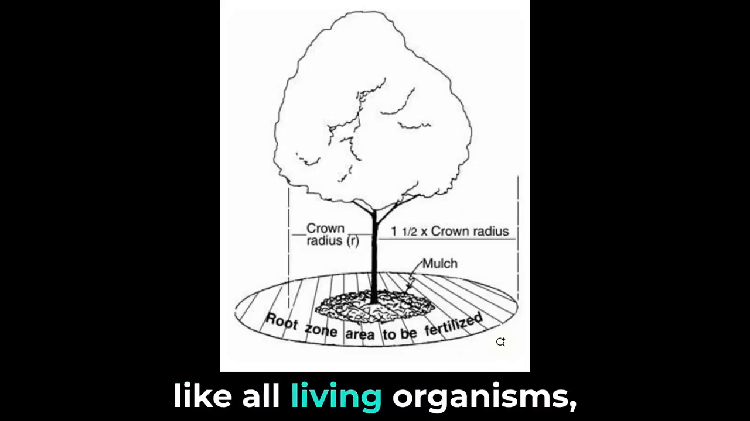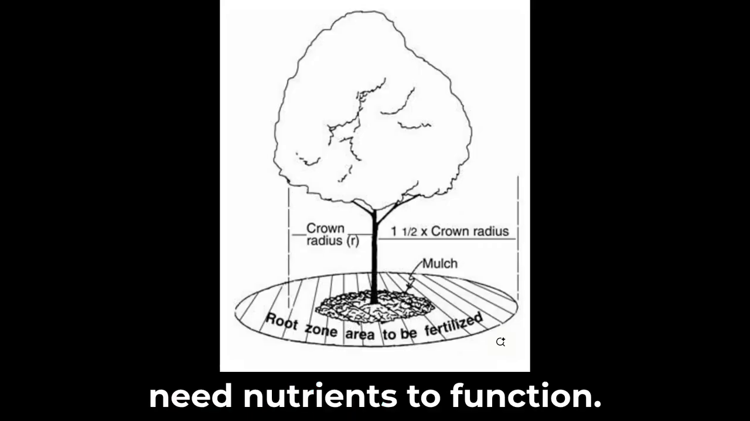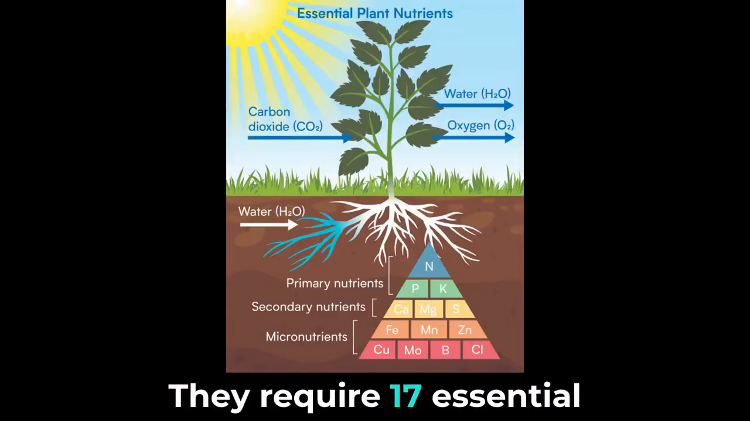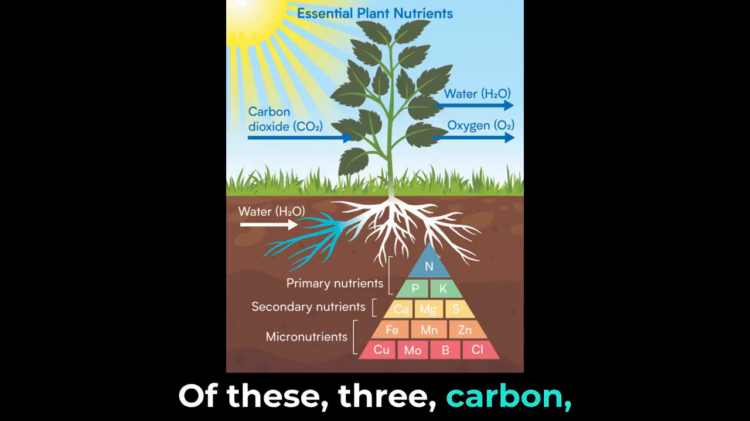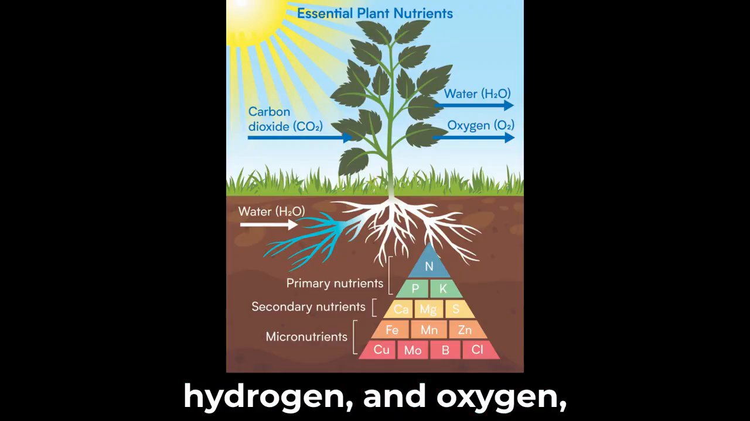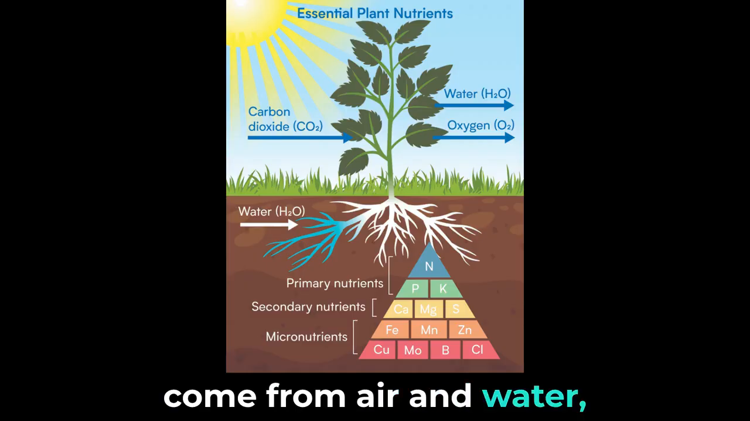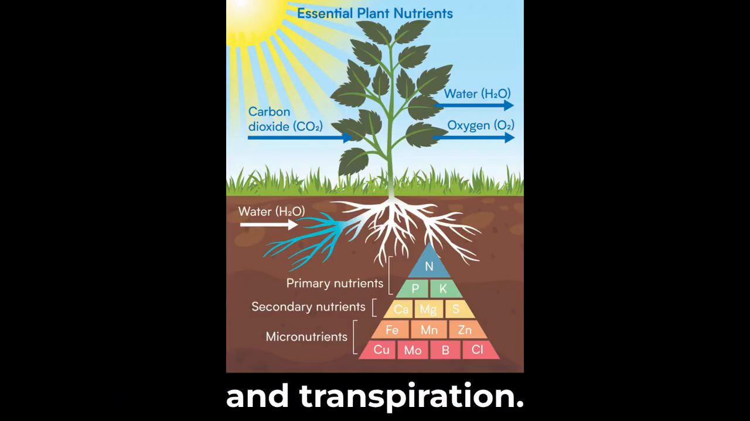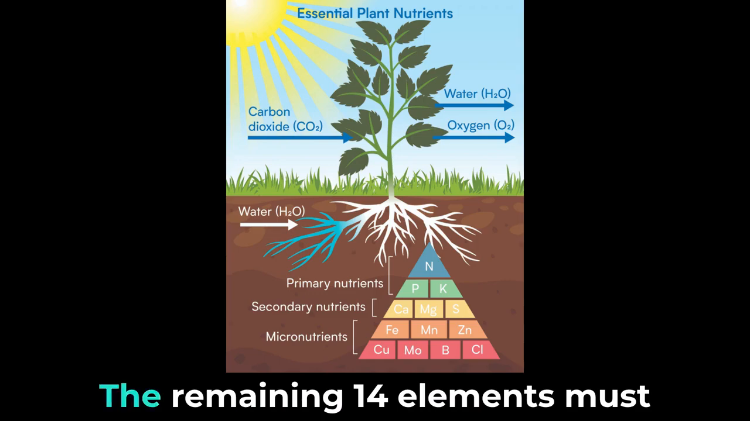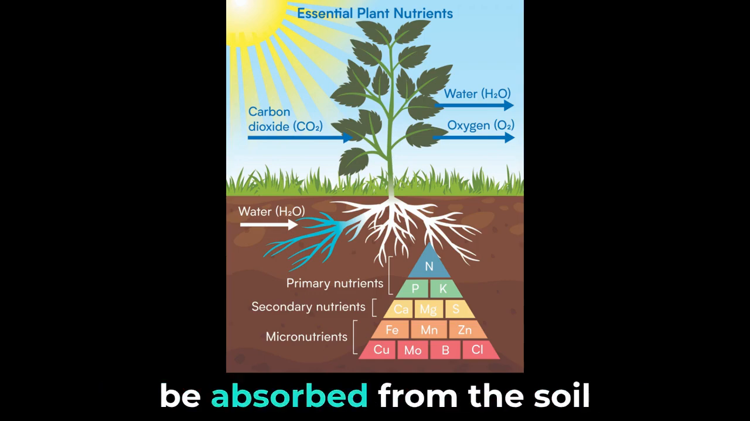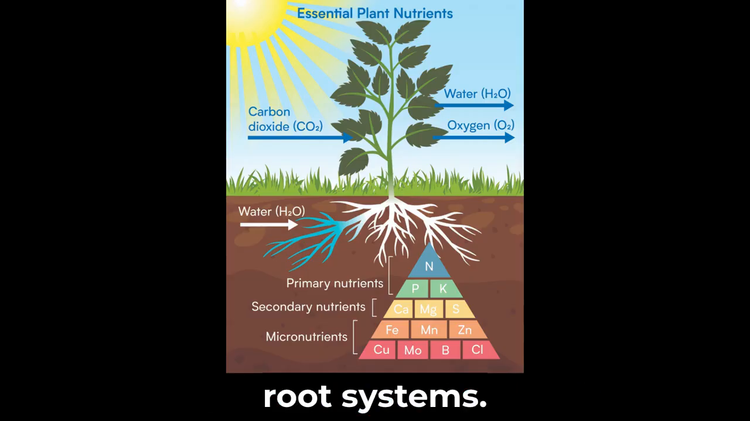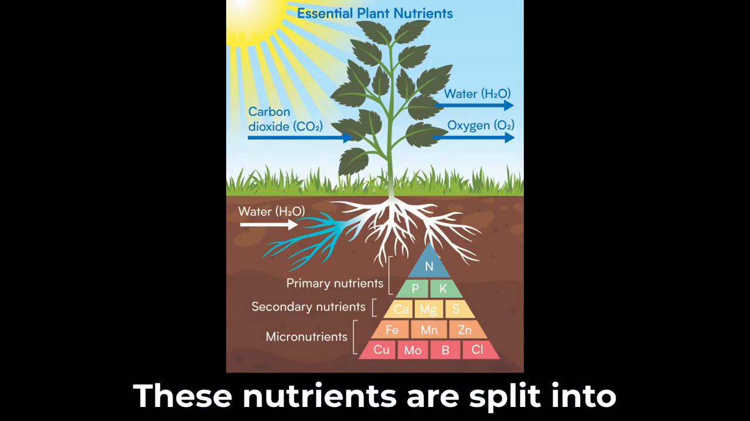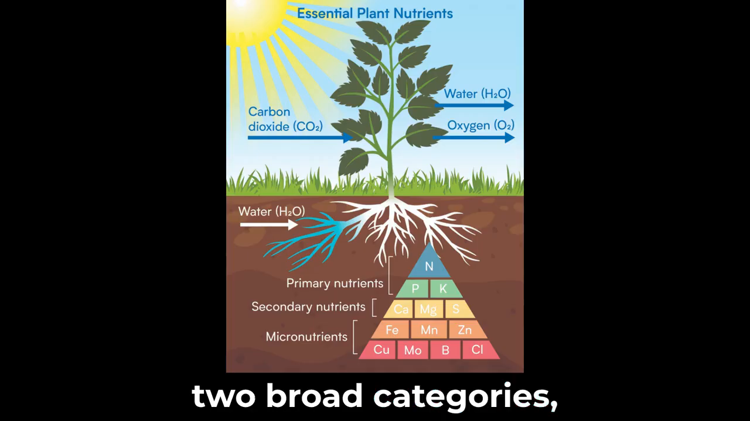Trees, like all living organisms, need nutrients to function. They require 17 essential elements. Of these, 3, carbon, hydrogen, and oxygen, come from air and water, mainly through photosynthesis and transpiration. The remaining 14 elements must be absorbed from the soil solution through the tree's root systems. These nutrients are split into 2 broad categories: macronutrients and micronutrients.